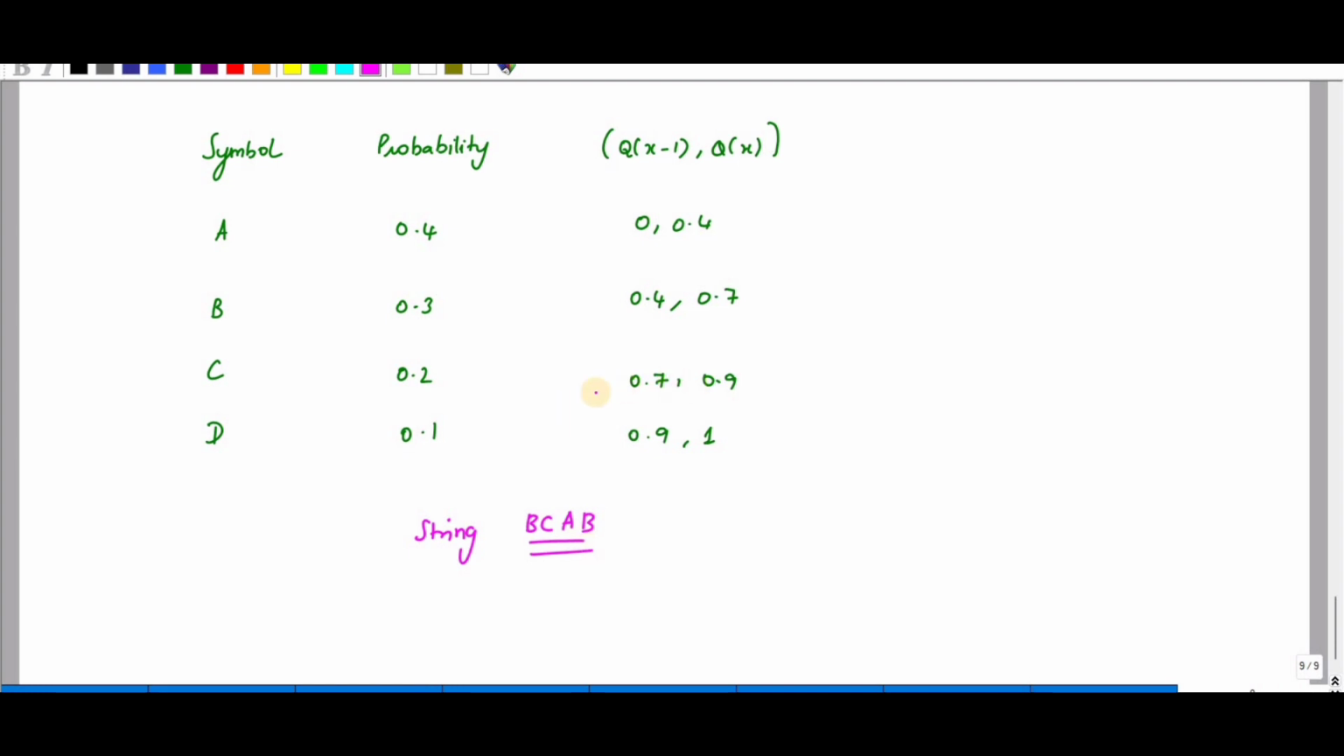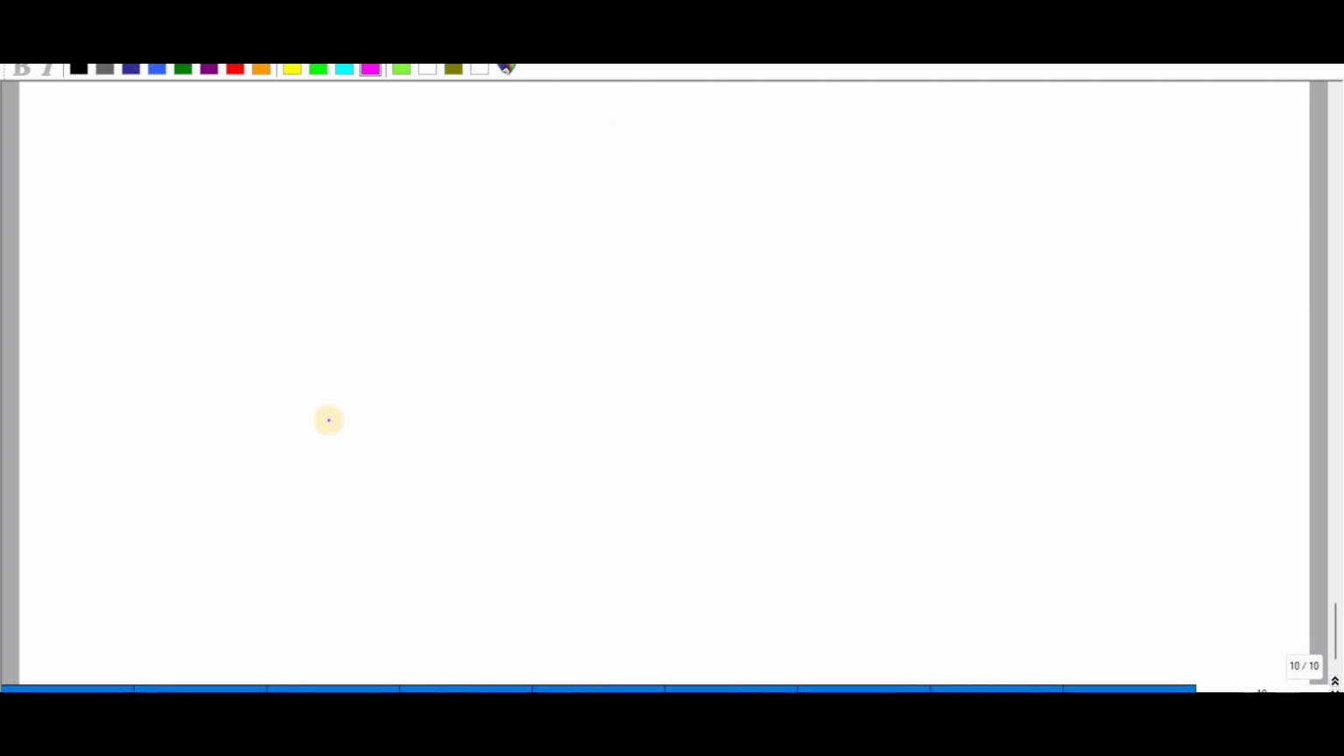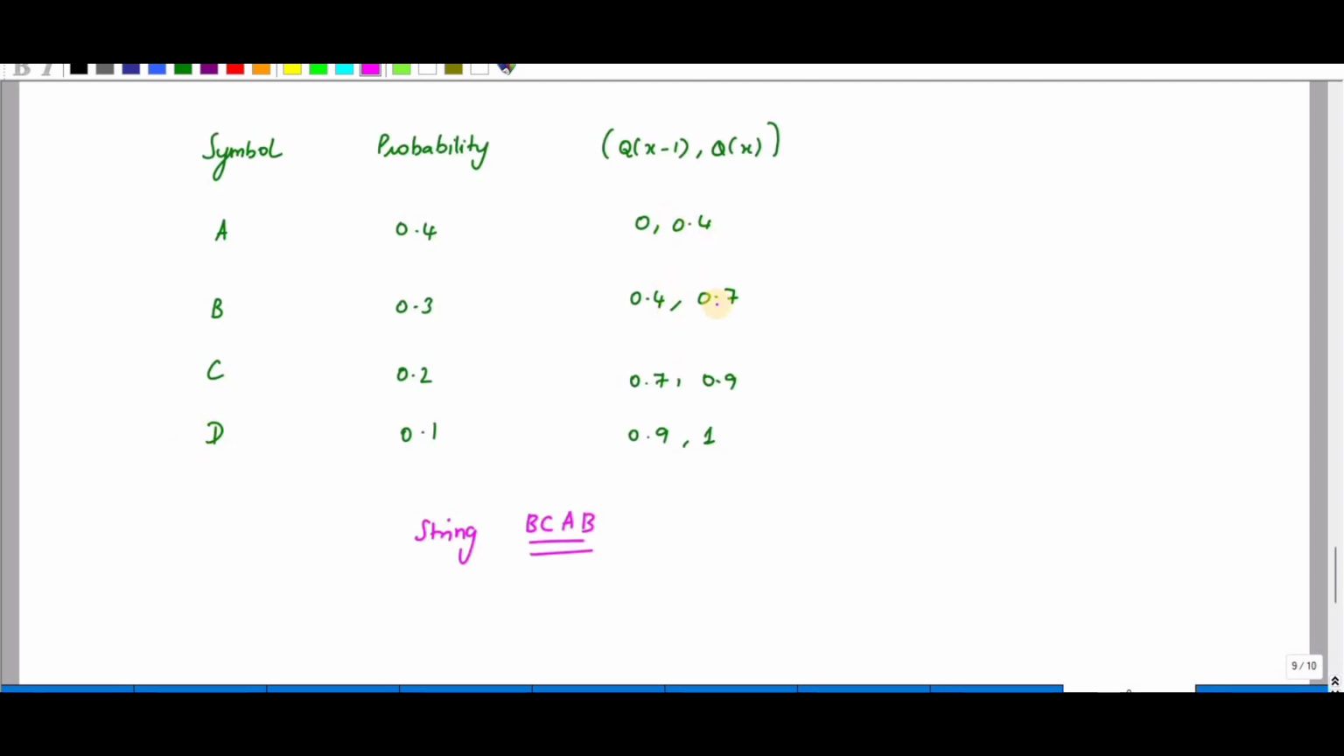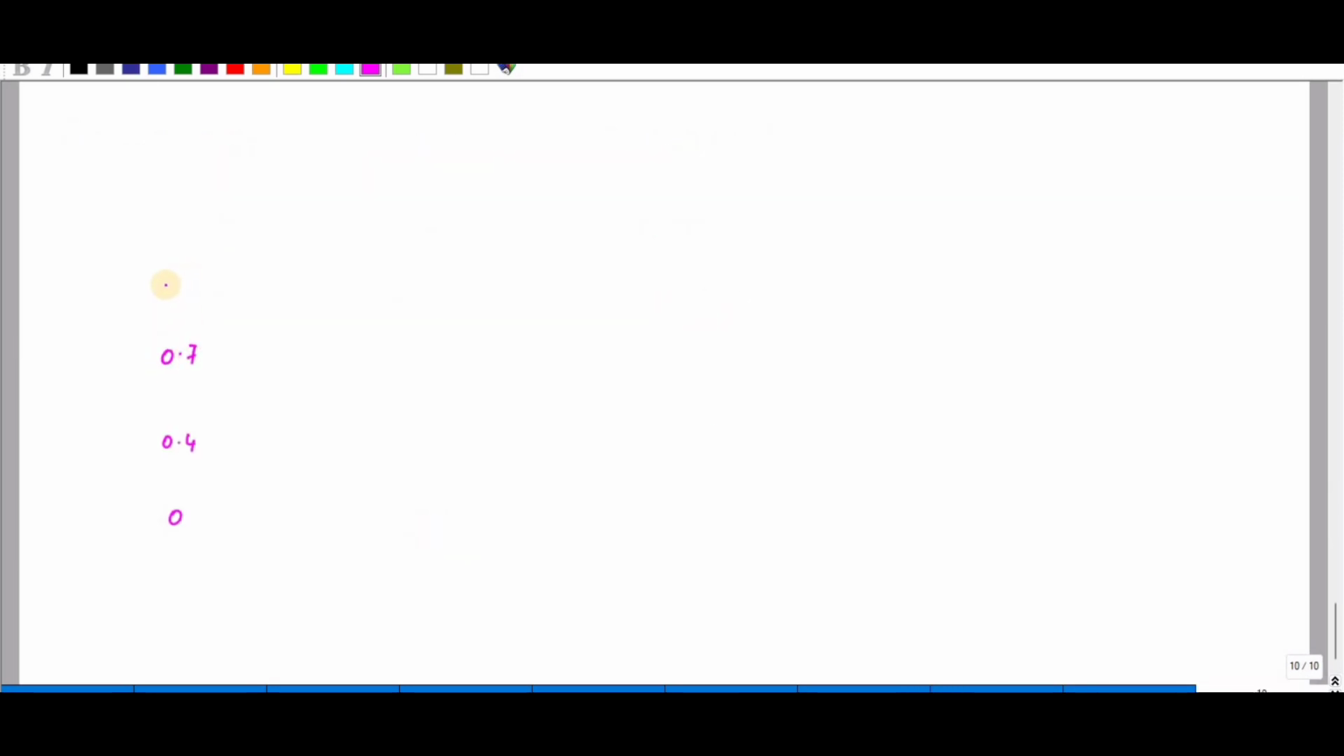So you have to start from 0, 0.4, 0.7, 0.9 and 1. This is your A, this is your B, this is your C, and this is your D. First we need to code the symbol B. So for B, the upper value is 0.7 and the minimum value is 0.4.